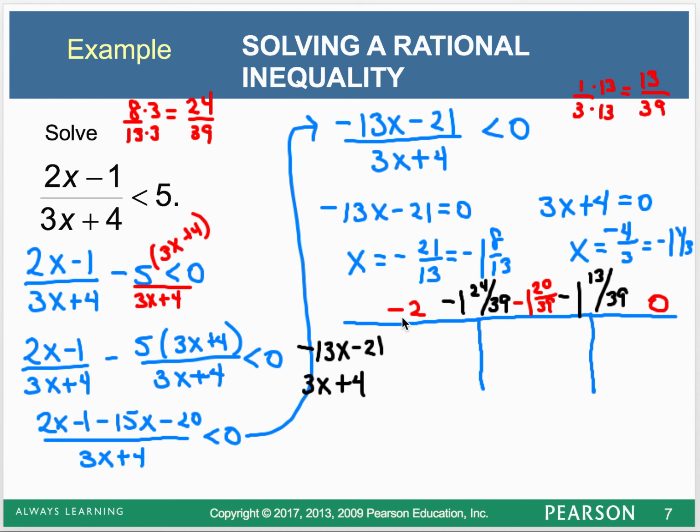Okay, so I'm going to plug a -2 in. -13 times -2 is positive 26 minus 21, that's positive. Okay, -6, because 3 times -2, -6 plus 4 is negative. A positive divided by a negative is negative. Let's skip this one. I'm going to erase this and we'll have some room over there to work with that. If I plug a 0 in, 0 minus 21 is negative, and 0 plus 4 is positive. A negative divided by a positive is negative.